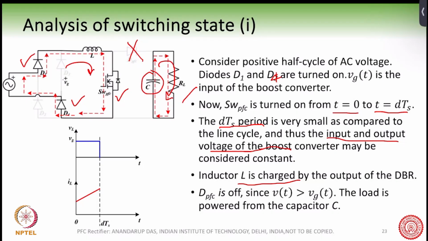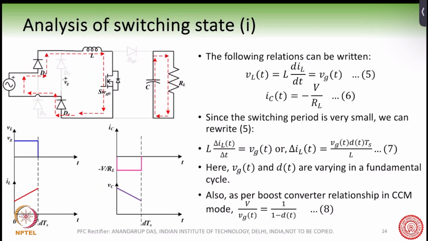Now, during this time, what are the governing equations? This exactly follows the way we analyze the boost converter. So, VL is equal to L di/dt is equal to Vg(t), because the voltage across the inductor is Vg(t), and this is shown here in this waveform. Instantaneous grid voltage. The Vg is continuously varying in a 50 hertz cycle. So since Vg(t) is positive, the inductor current will rise here, L di/dt.